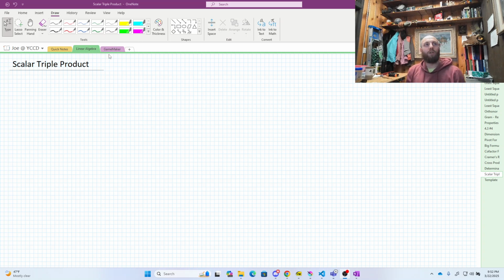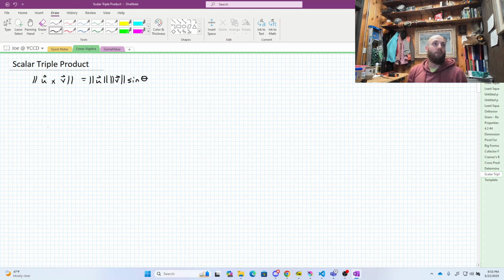So here we're going to explore some relationships between areas and volumes and look at a thing called the scalar triple product. I'm going to take for granted here that the magnitude of u cross v is equal to the magnitude of u times the magnitude of v times the sine of the angle between them, theta.